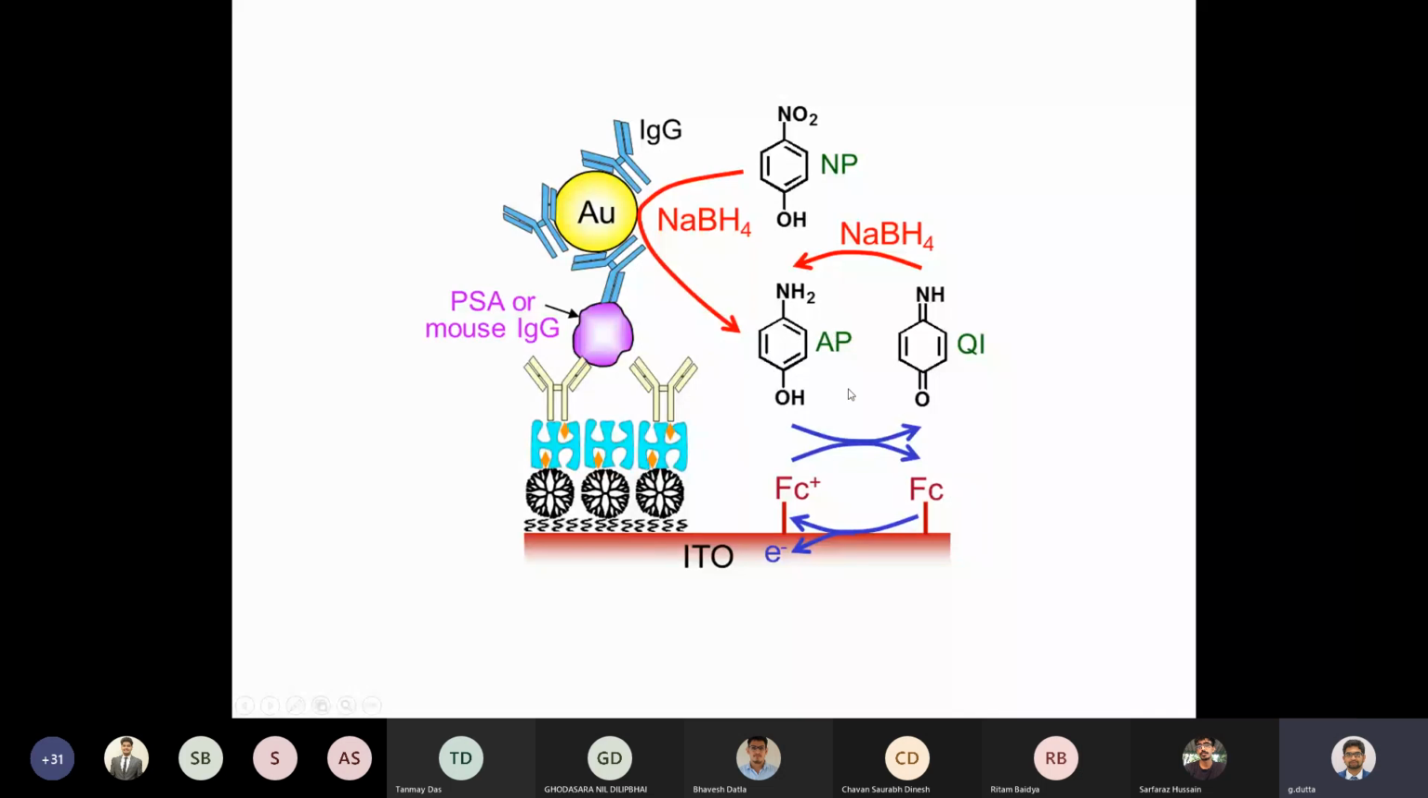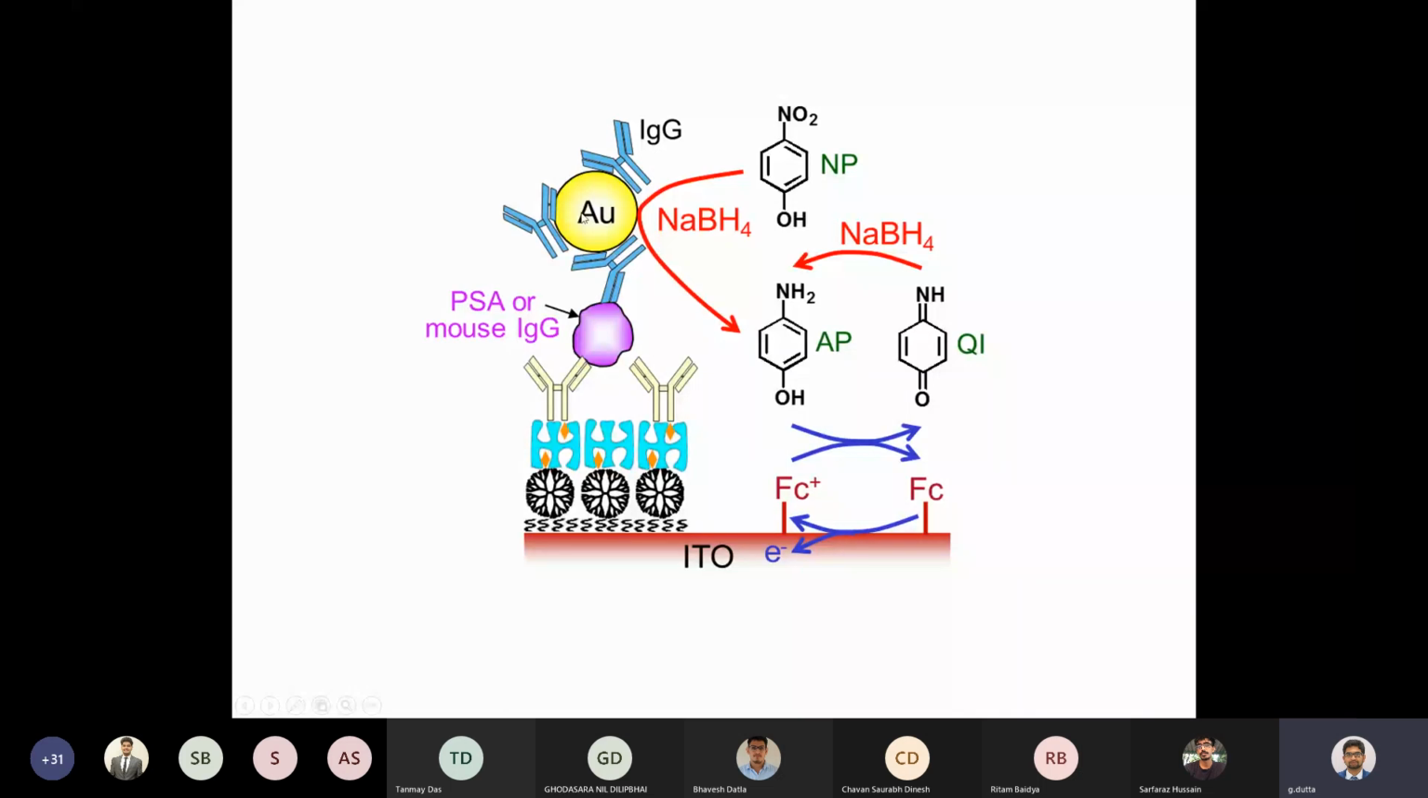Because of this reaction, the electron will transfer to the transducer, ITO, and this electron will be measured. If you have many gold nanoparticles, then we will get many electrons. The number of electrons is proportional to how many AP are forming. You will get many AP if there are many gold nanoparticles.